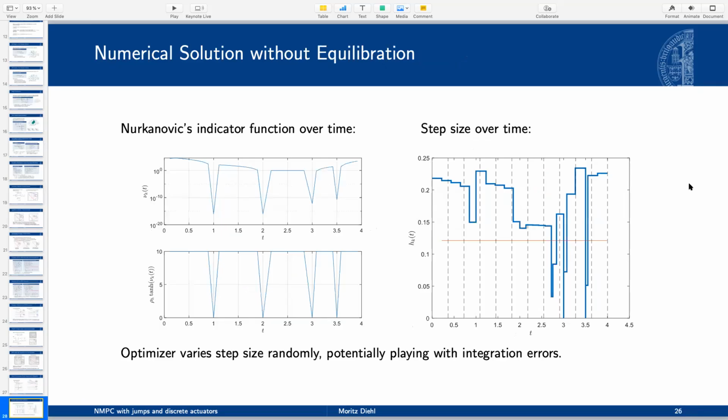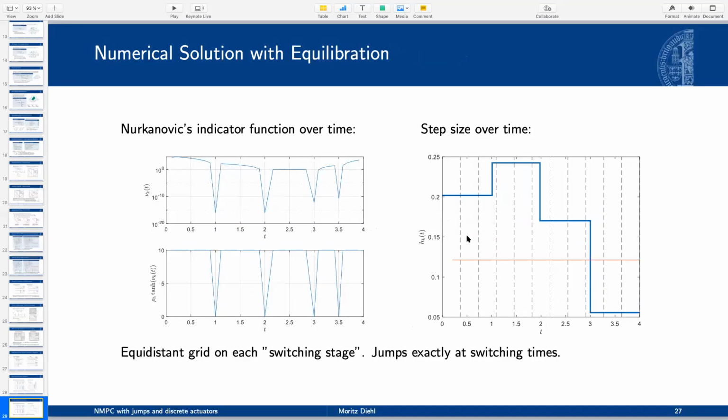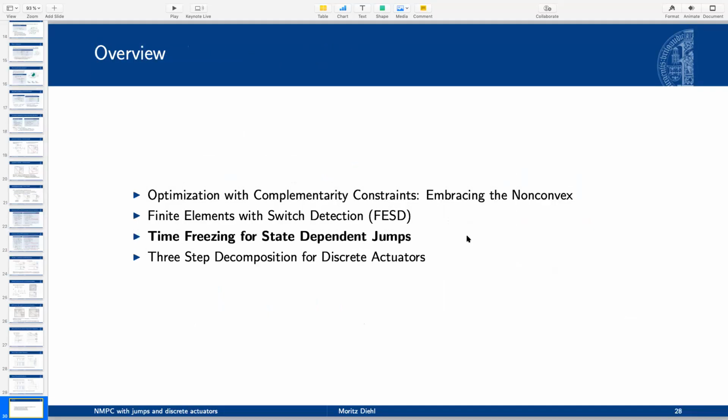Good. I should say that with this equilibration, if you don't switch it on with Nurkanov's function, this is just plotted here, but it's not switched on, then you would have a step size which is quite varying here. But if you switch it on, all the step sizes are exactly equilibrated, and they are only changing at the switches, which is what we intended, right? So in that sense, this is doing the job, and we are happy with it.